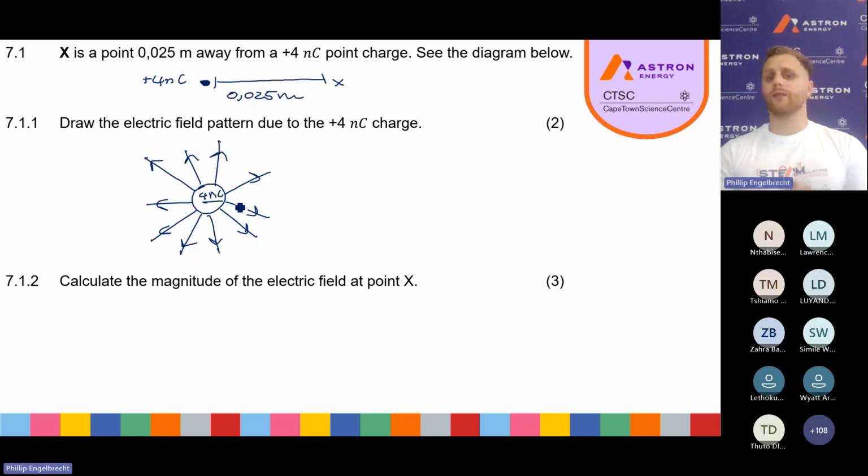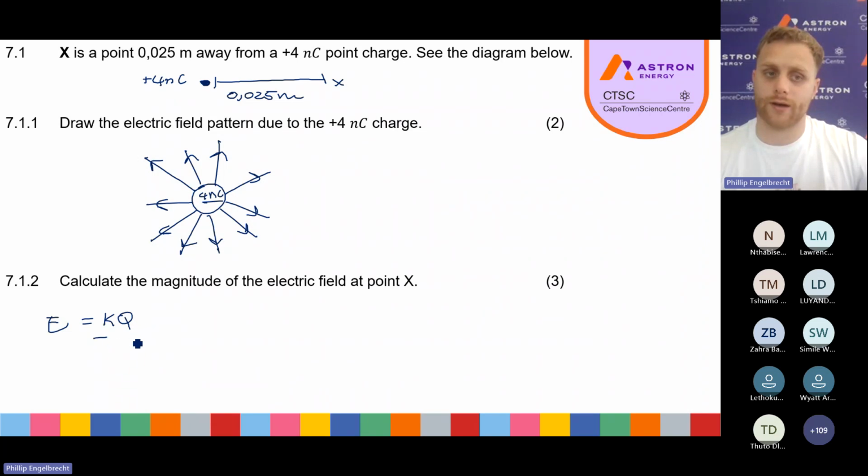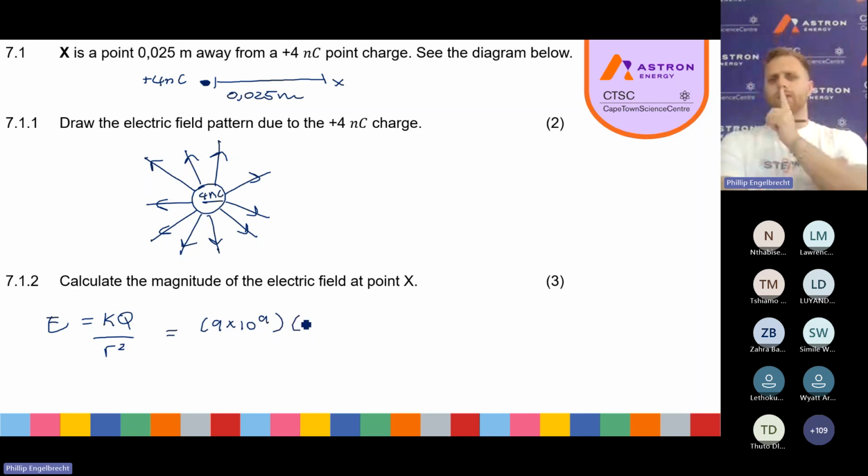So, 7.1.2 says calculate the magnitude of the electric field at point X. Now, remember, your equation for your electric field is E is equal to K times the charge divided by R squared. So let's substitute that in. That becomes 9 times 10 to the power of 9. Now, what is the charge?